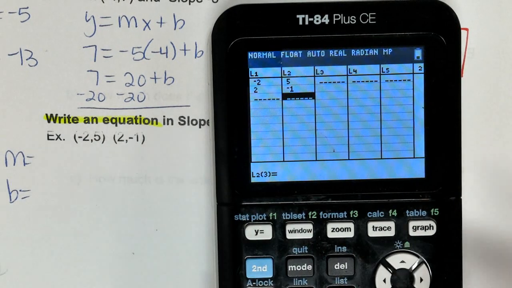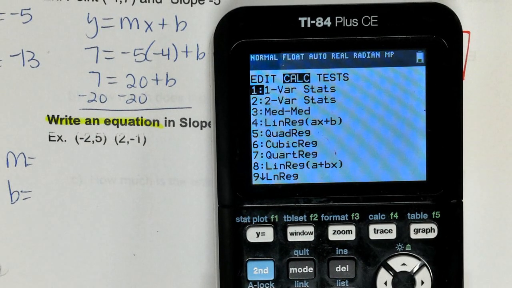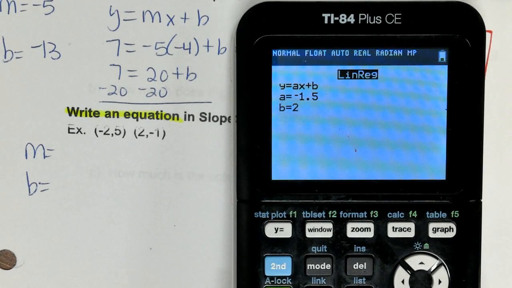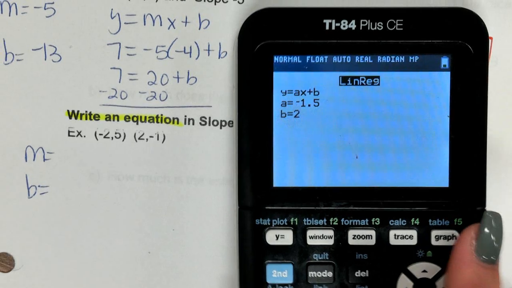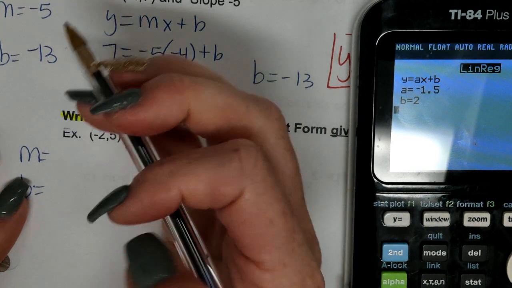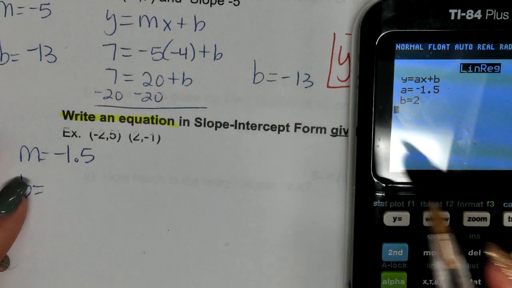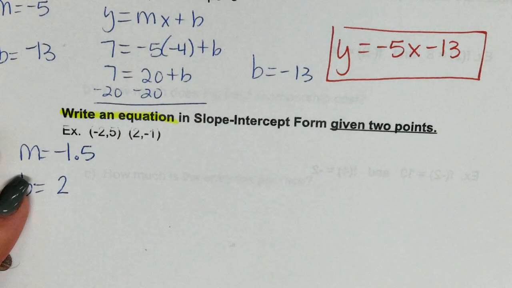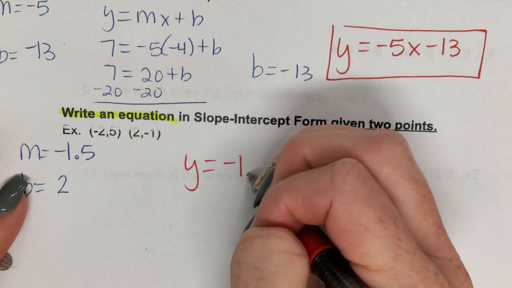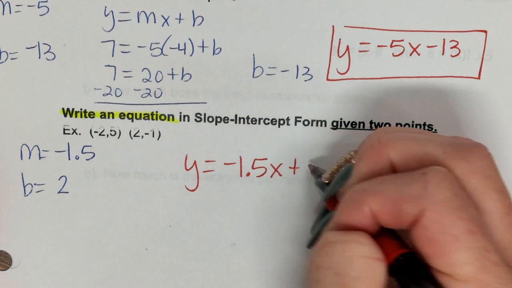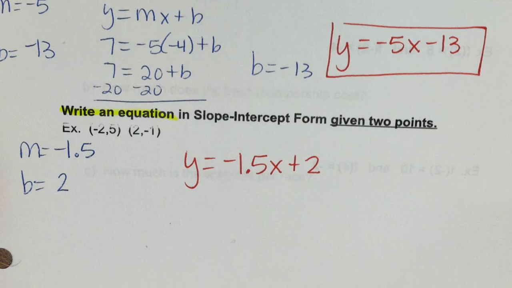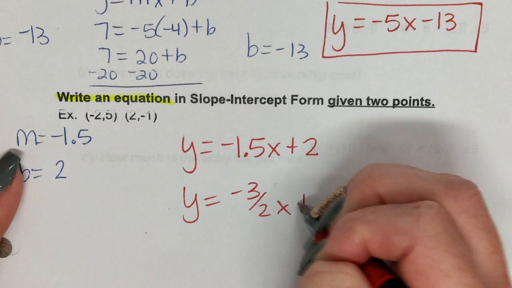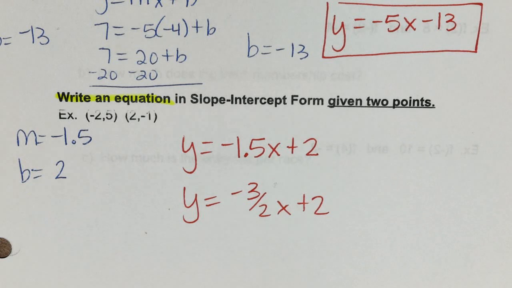Are we all okay? Stat, calc, option 4. What is the slope? Negative 1.5. What is the y-intercept? 2. So my equation is y equals negative 1.5x plus 2. If it was a fraction, it would be y equals negative 3/2 x plus 2. They're the same answer.